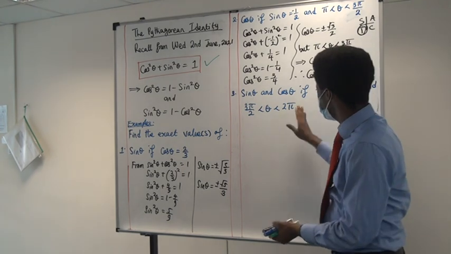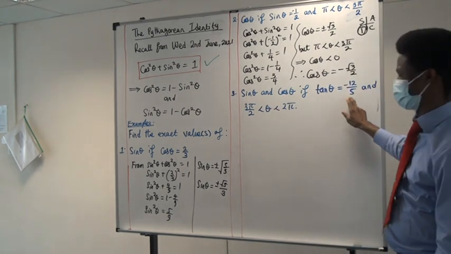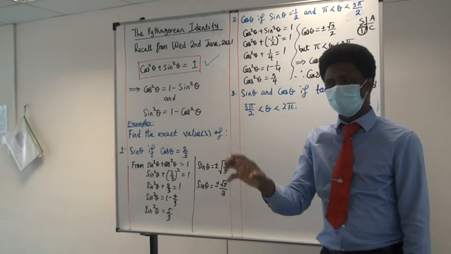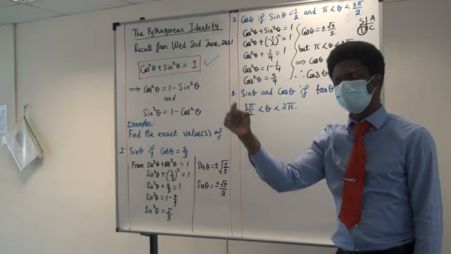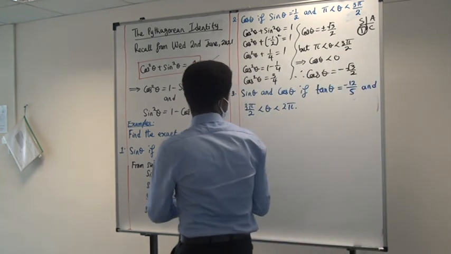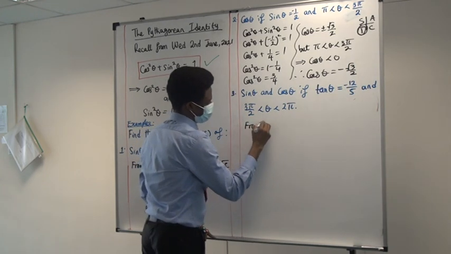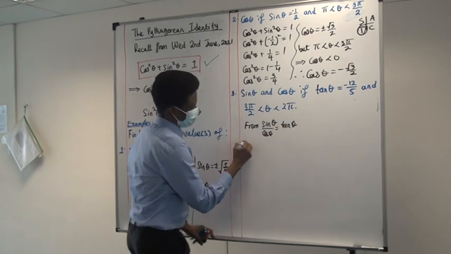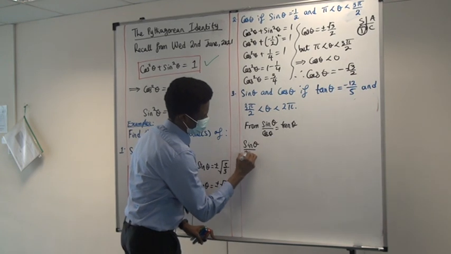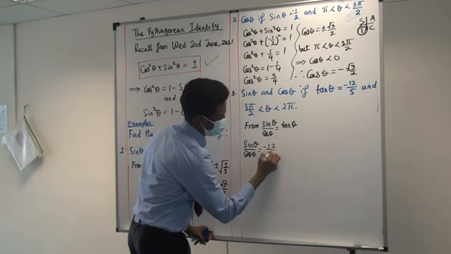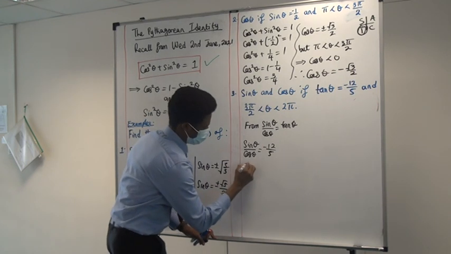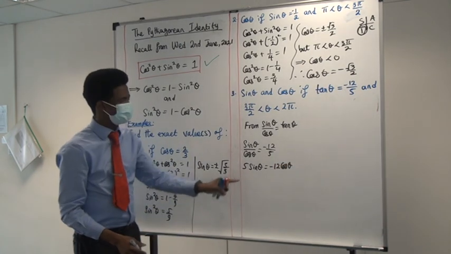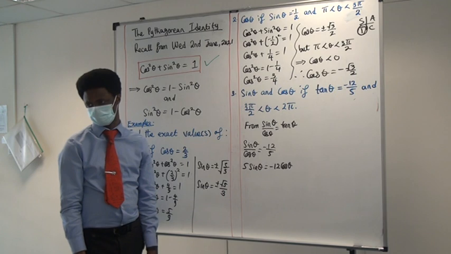Last but not the least, we want to find sine and cos given tan. There is no identity connecting sine squared and cos squared with tan squared. But we have an identity for sine and cos with tan, right? What is that identity? Sine theta divided by cos theta equals tan theta. It means that sine theta divided by cos theta is equal to minus 12 over 5, which means 5 sine theta is equal to minus 12 cos theta. You just need to make one of them the subject, depending on the situation.